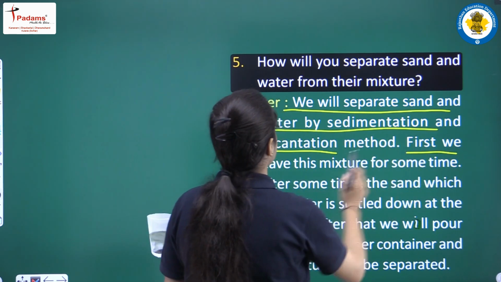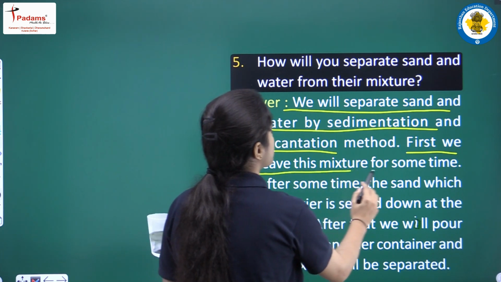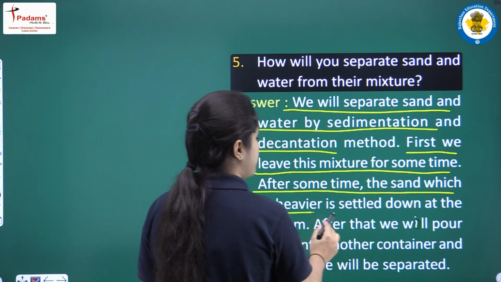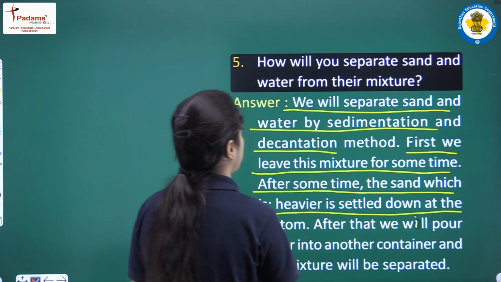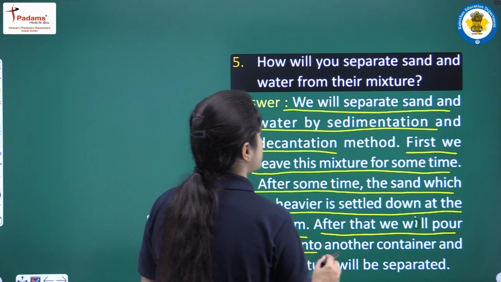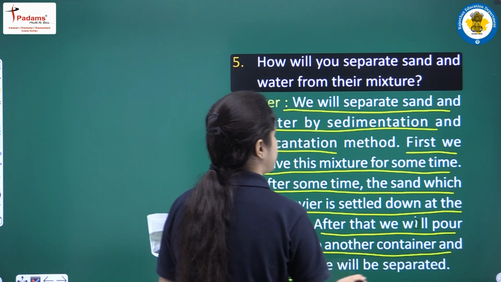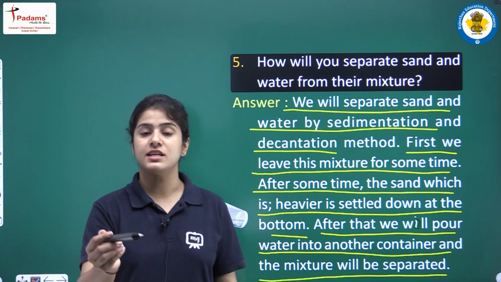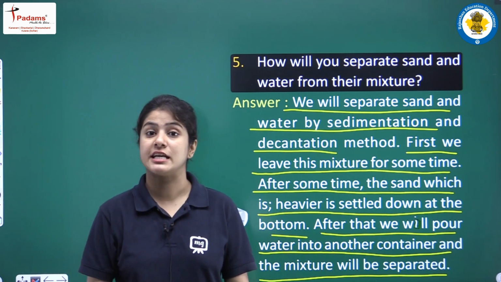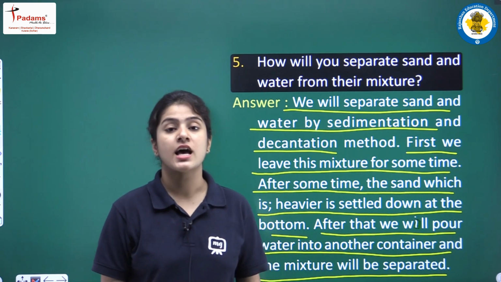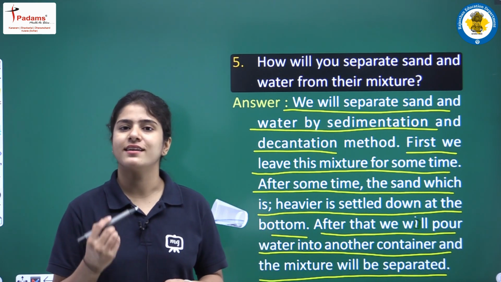Firstly we leave this mixture for some time. After some time the sand, which is heavier, will settle down at the bottom. After that we pour the water into another container and the mixture will be separated. Alright students, this was all about sedimentation and decantation, which we discussed in the last class and now as well. Now we'll be discussing the next question.